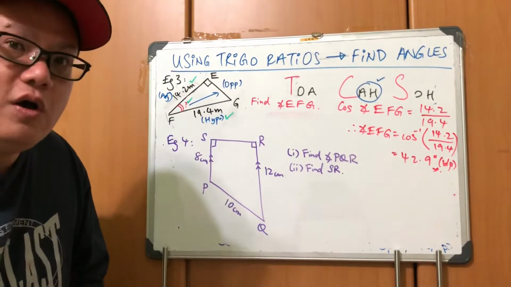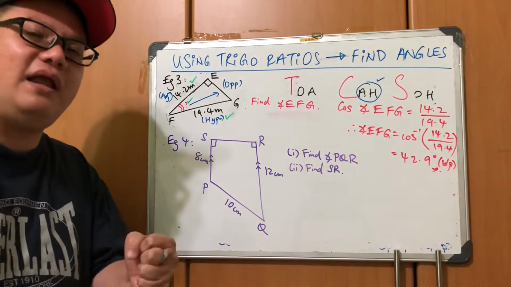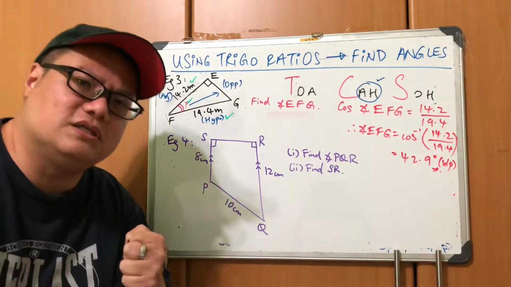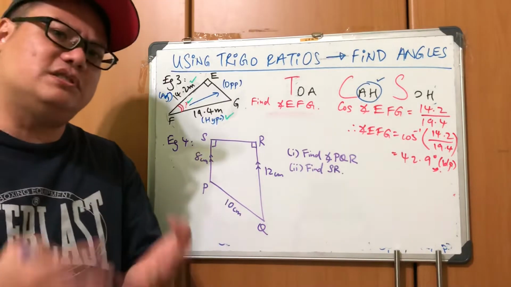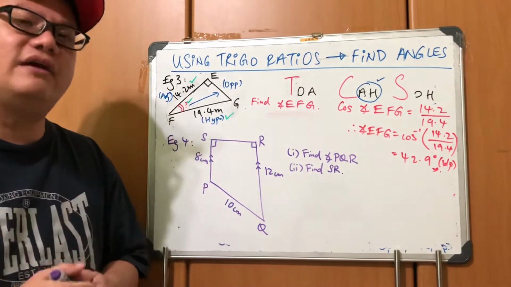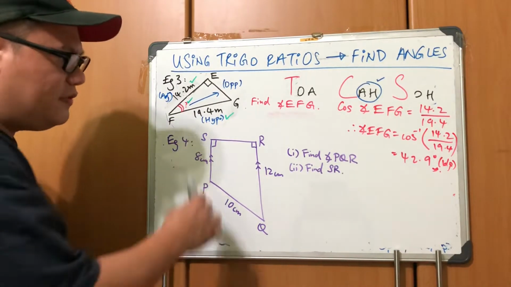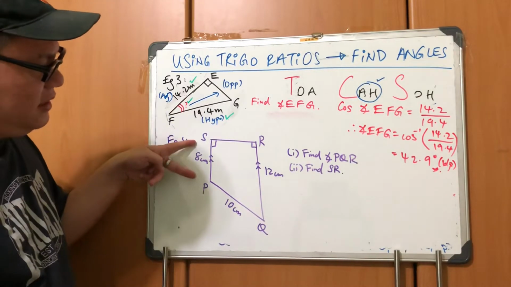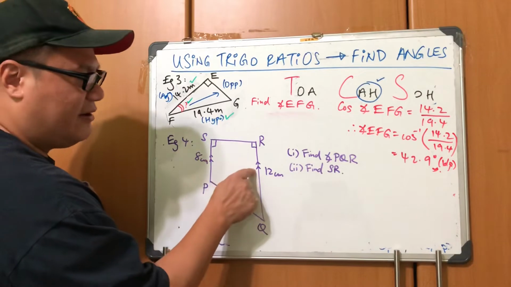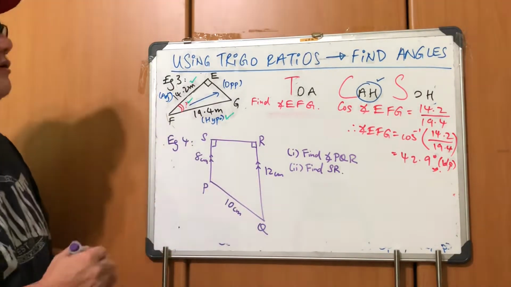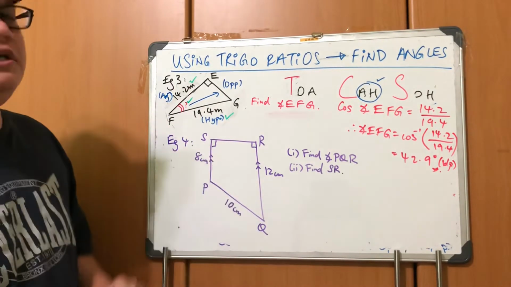Example 4 is a little bit harder, but it's doable. We can do this. Over here you have this quadrilateral. Quadrilateral means it's a four-sided figure, a four-sided polygon. You're given that SP is parallel to PQ. How do you know they are parallel? Look at this arrowhead. The arrowhead tells you they are parallel.